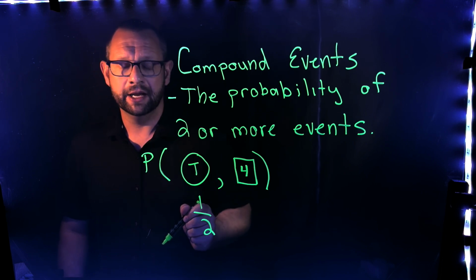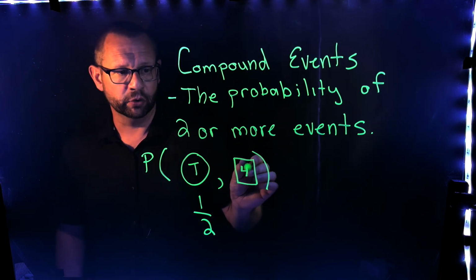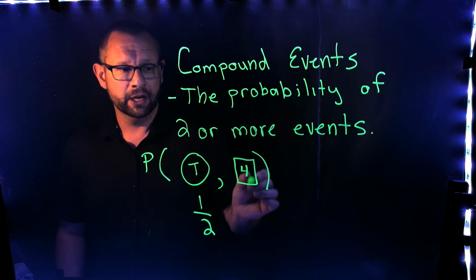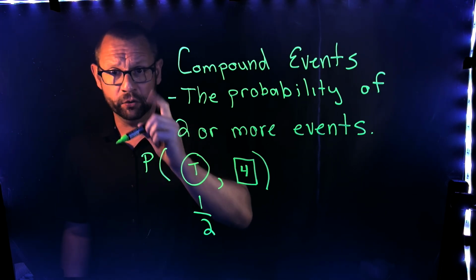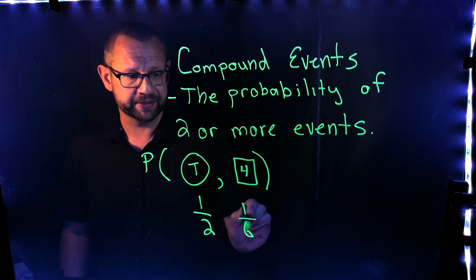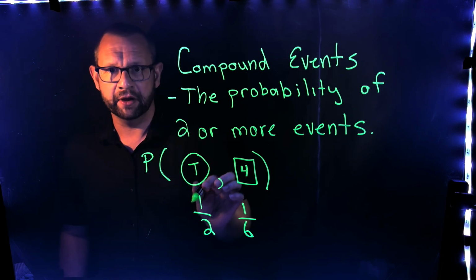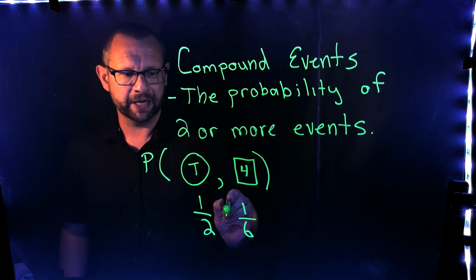That's part 1. Now you come up with the probability of the second event, which is rolling a number cube and getting a 4. Well, there's 6 numbers and there's only one 4. So the probability of getting a 4 is 1 in 6. Now here's the key part. The way you figure out the probability of both of these events occurring is you multiply them together.